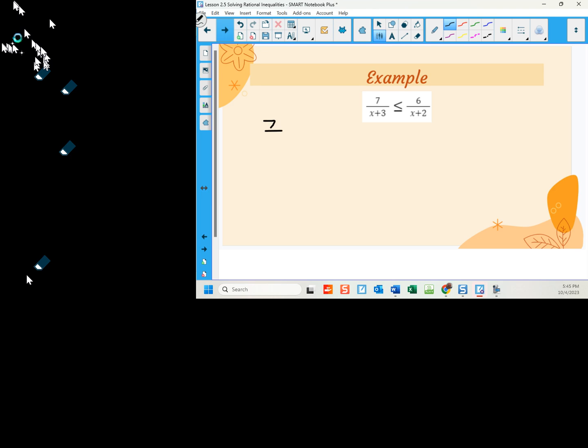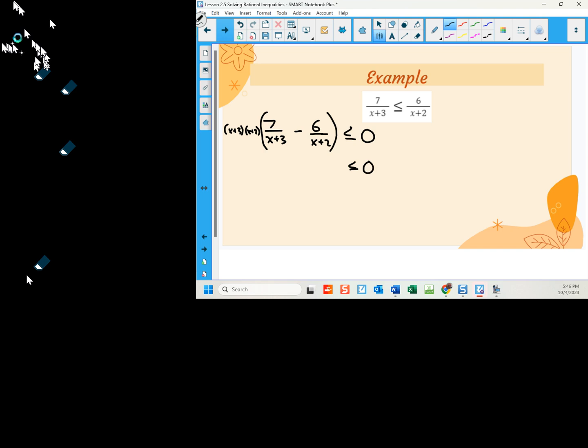7 over x plus 3 minus 6 over x plus 2 is greater than or equal to 0. And I'm going to multiply all of it by x plus 3 and x plus 2. I'm going to multiply this, but that's going to end up becoming 0, so I'm not going to even write it over there. I'm going to write 0.